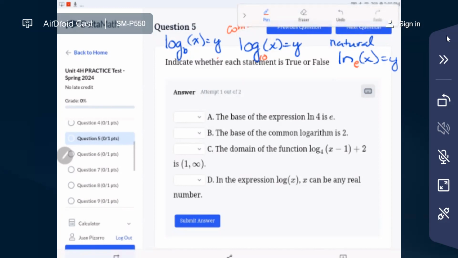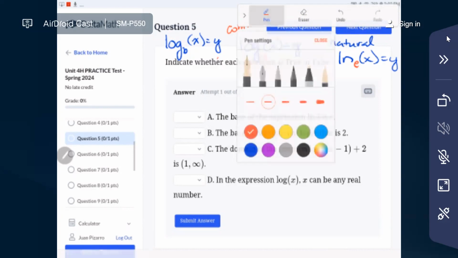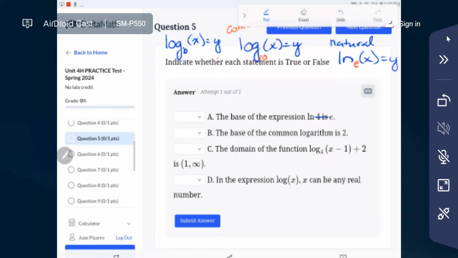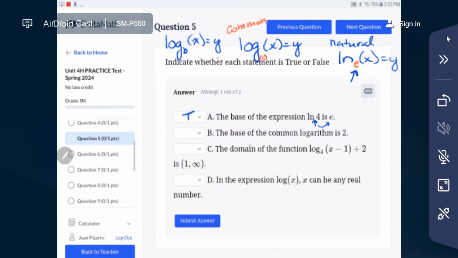So now, knowing that, we come down here and look at our potential answers. The base of the expression ln 4 is e. Yes, because there is our invisible base, right here, this e. So that one is true. The base of the common logarithm is 2. Well, no, we said the common log has a base of 10. So that one is false.